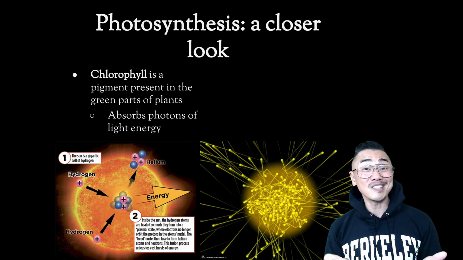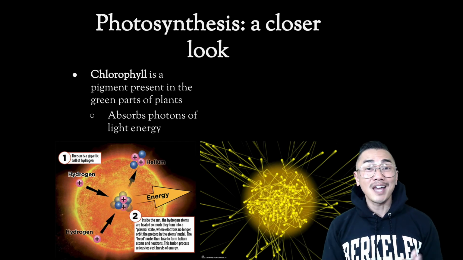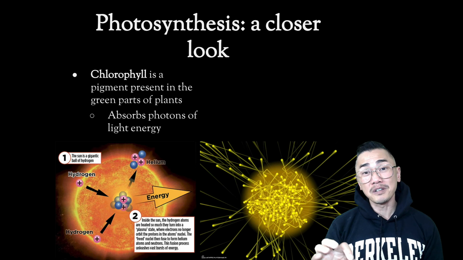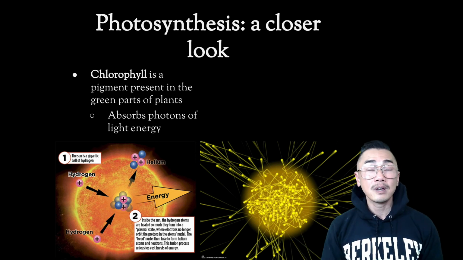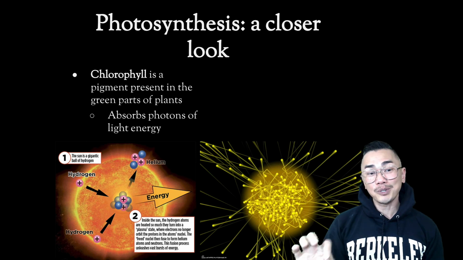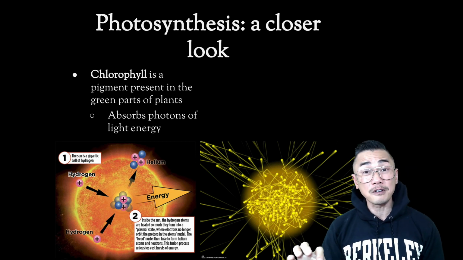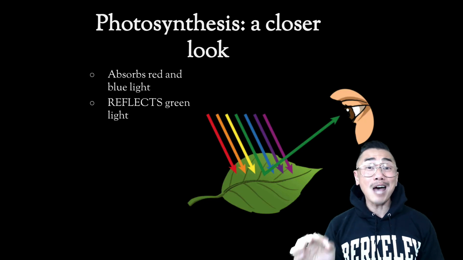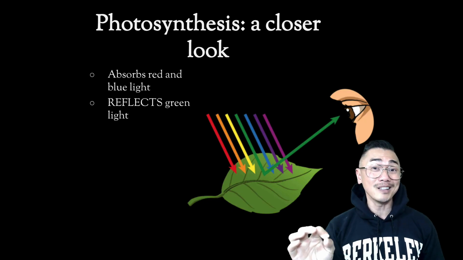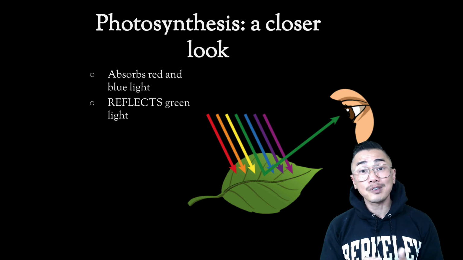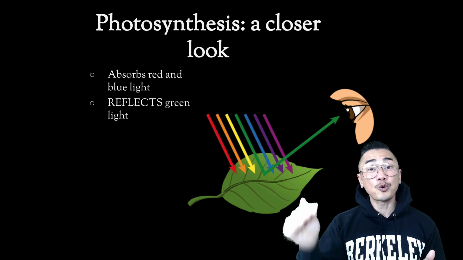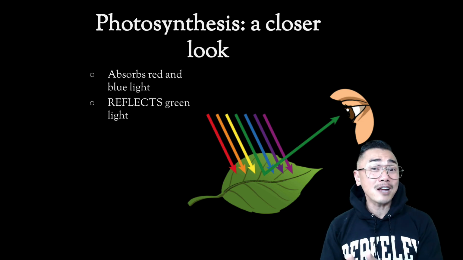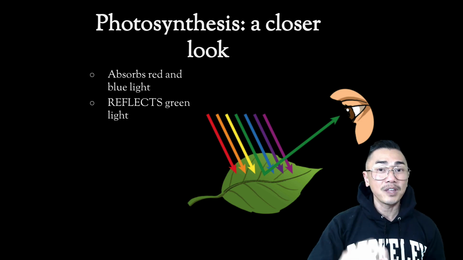A pigment is a colored chemical, and chlorophyll is a pigment found in the green parts of algae and plants. Chlorophyll in algae and plants can absorb photons of light energy. Chlorophyll absorbs red and blue light. It reflects green light. That's why plants appear green to our eyes. Plants don't actually use the green light. They reflect it.